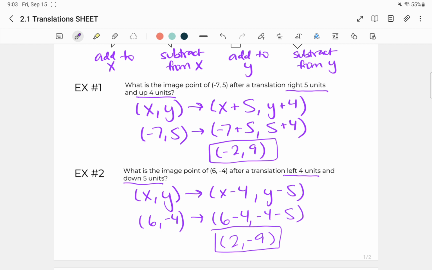If you don't want to write all of those numbers, you don't have to. Some people can just do this kind of in their head. I totally get it. But if you need help, I would just write down the structure here, which is the rule, then plugging it in, and then getting your answer.